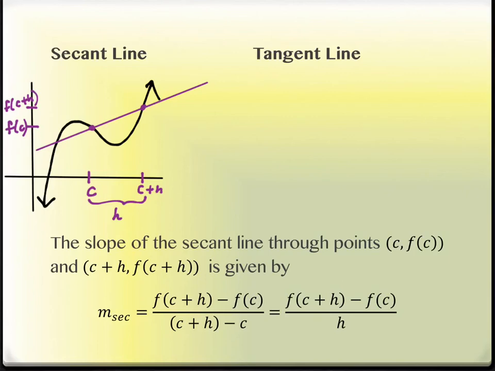You have two points on your curve, you connect them with a line, and you can create a secant line. The slope through the points c, f of c, and c plus h, f of c plus h is given by this equation at the bottom. So we change in y values. Well, I've got f of c plus h minus f of c on top. The change in the x values, which is c plus h and c, on bottom, which is h. And it simplifies into f of c plus h minus f of c over h. Change in y over change in x. It's just slope.